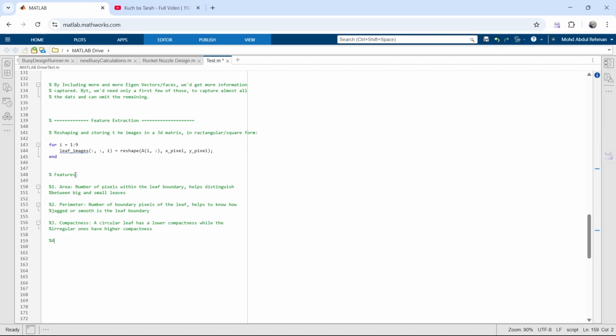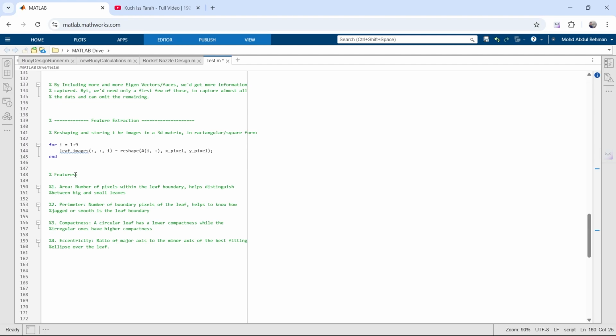Next, fourth feature is going to be the eccentricity. This is basically the ratio of major axis to the minor axis of, let's say, the best fitting ellipse over the leaf. Ellipse, does it have one L or two Ls? I think let's go for two Ls for now.